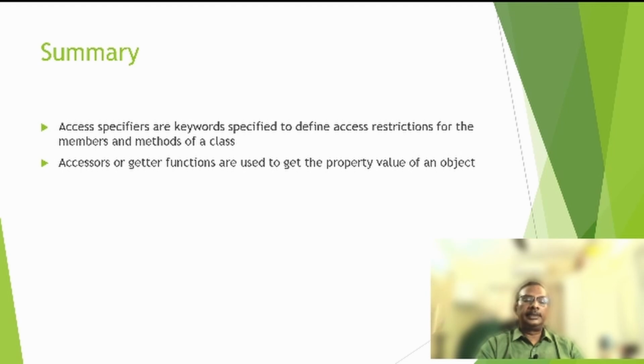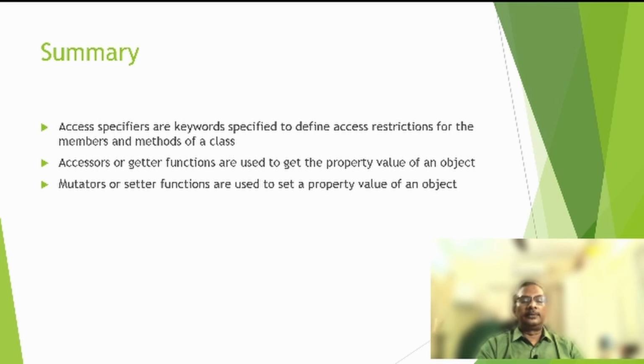Accessors are getter functions that are used to get the property value of an object, provided the property value is access restricted. And mutators are setter functions used to set a property value of an object.